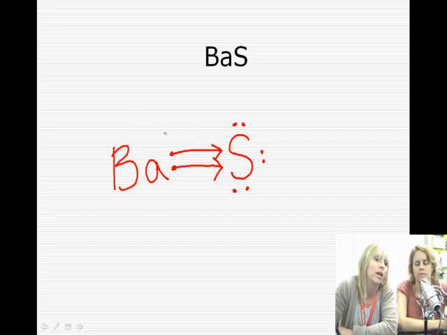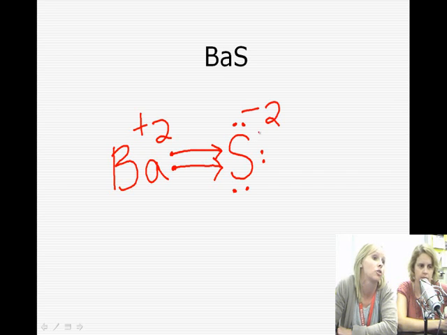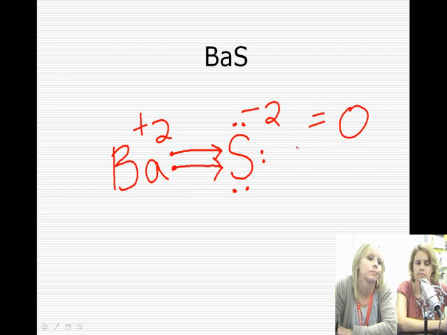So since barium lost 2 electrons, its charge is now +2. Sulfur, the lucky guy, gained 2, so his charge is -2 because now there are 2 more electrons. Again, 2 positive charges and 2 negative charges overall gives a net charge of 0. It's neutral.